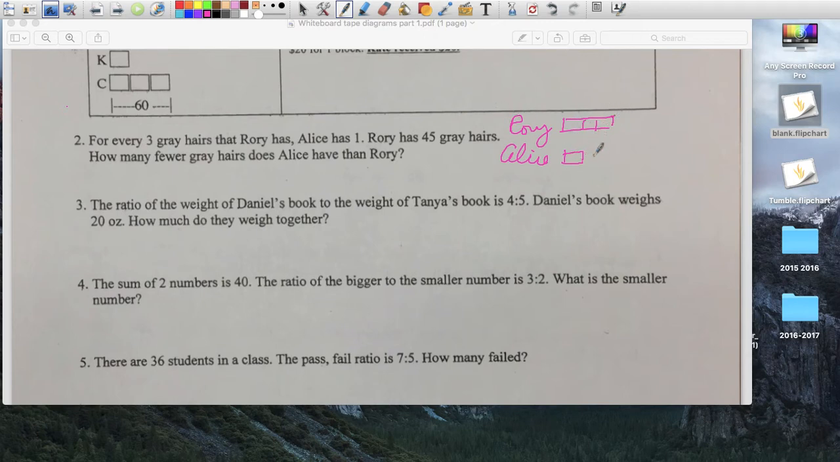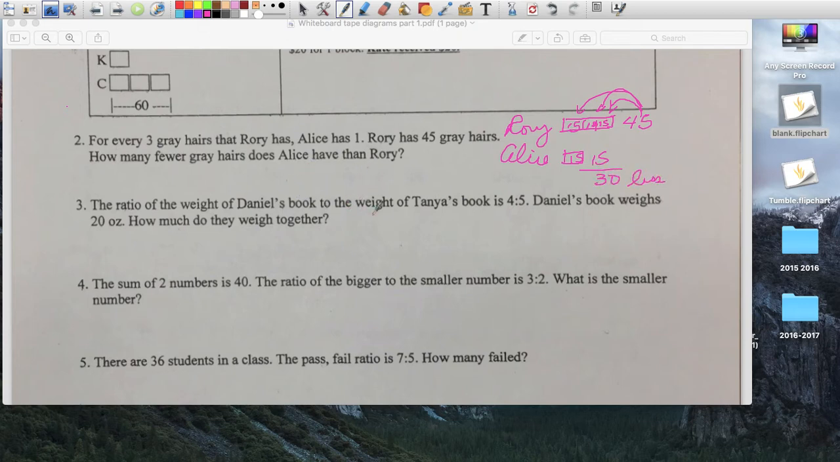Now the second piece of information that we know is that Rory has 45 gray hairs, so I can write 45 here. These 3 boxes represent 45. We know that each box is going to have the same number. So what number can I put in each box so that it adds up to 45? It's 15. Once you know that it's 15, every other box is also 15. So that gives Alice a total of 15. Rory has 45, Alice has 15. How many fewer hairs does Alice have? She has 30 less, because Rory has 30 more. If you subtract, you get 30 less. So that would have been your answer.